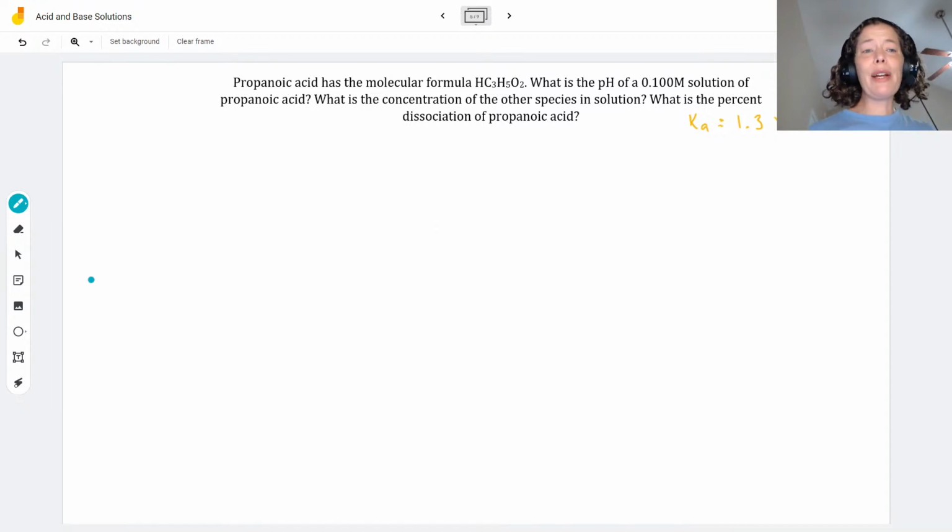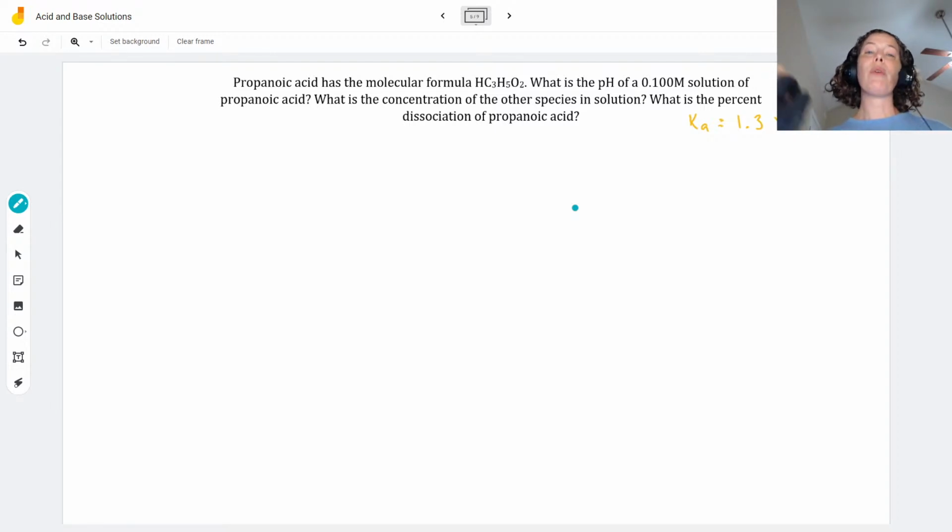All right, but let's go back to propanoic acid here. So we have a Ka, we have this acid in solution. So I think because we're doing a weak acid, we're going to start with our RICE table or ICE table, depending on how you think of it.